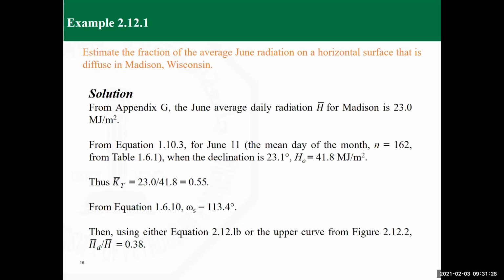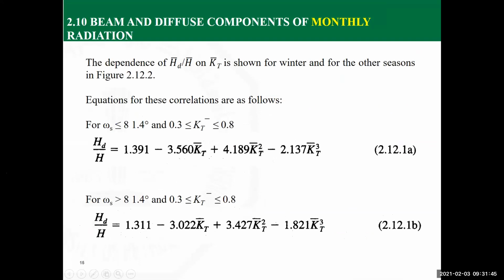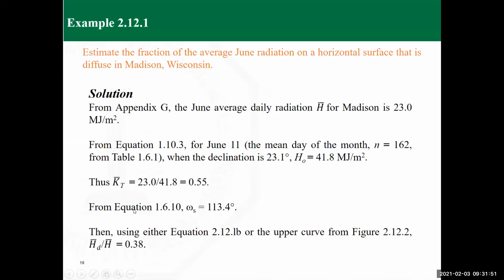From the equation, WS, or the sunset angle, is 113.4, and then we can use the equation that we have just seen a while ago for WS greater than 81.4, with the value of KT that we have, and then you can calculate HD over H. Accordingly, HD over H has been calculated to be 0.38.